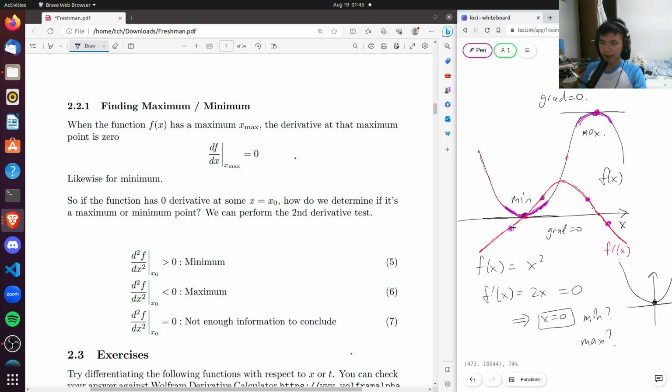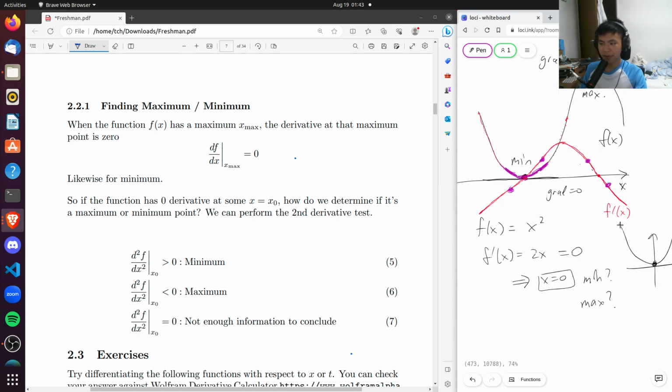In other words, near the minimum and maximum points, you can see that the derivative function itself is either increasing or decreasing respectively. If the derivative function itself is increasing, then that indicates its minimum point, whereas if the derivative function is decreasing, that indicates a maximum point. So how do I know whether the derivative function is increasing or decreasing?